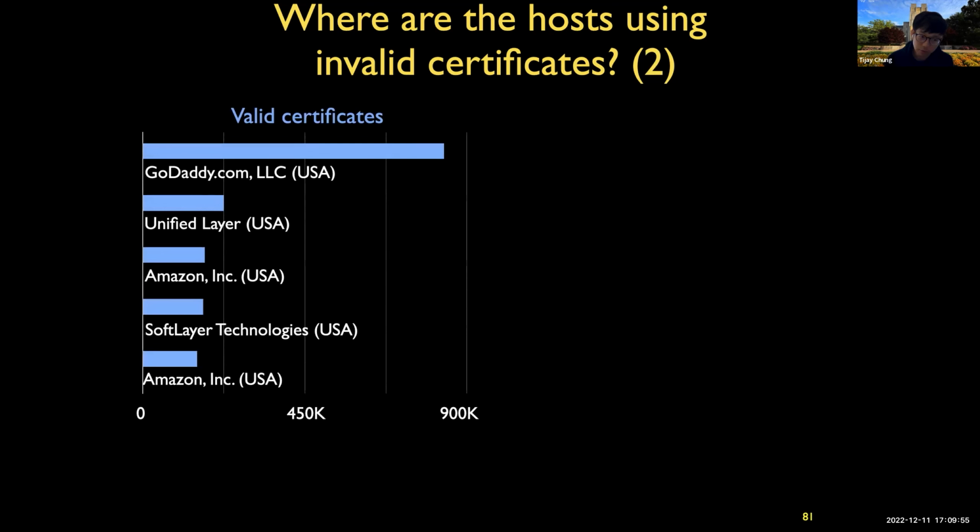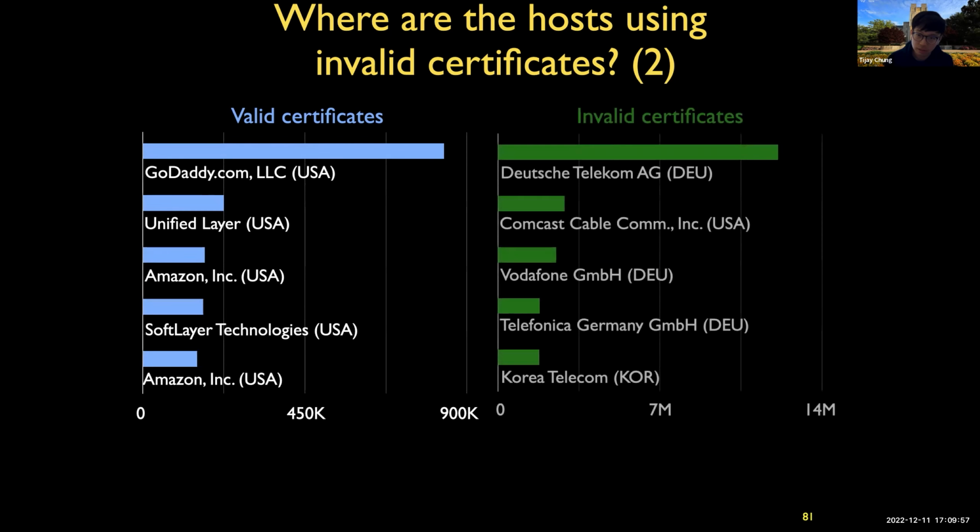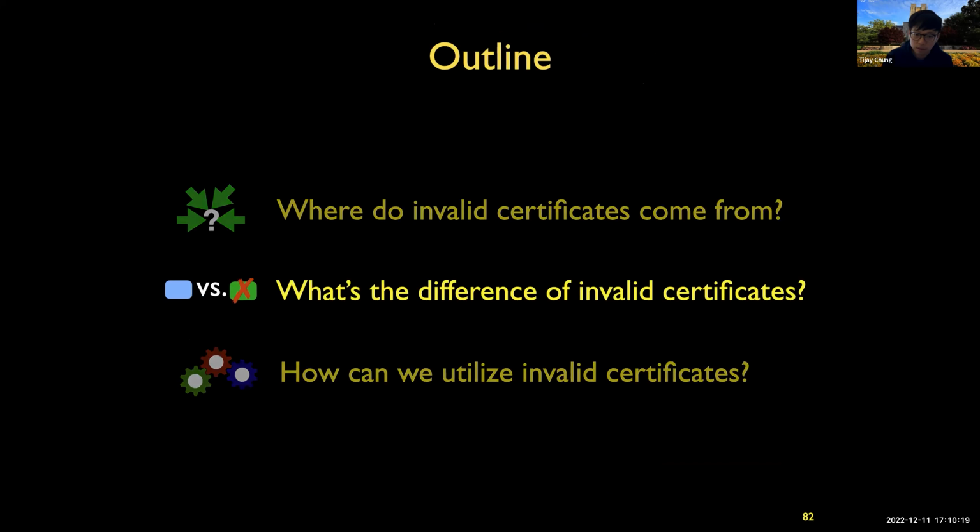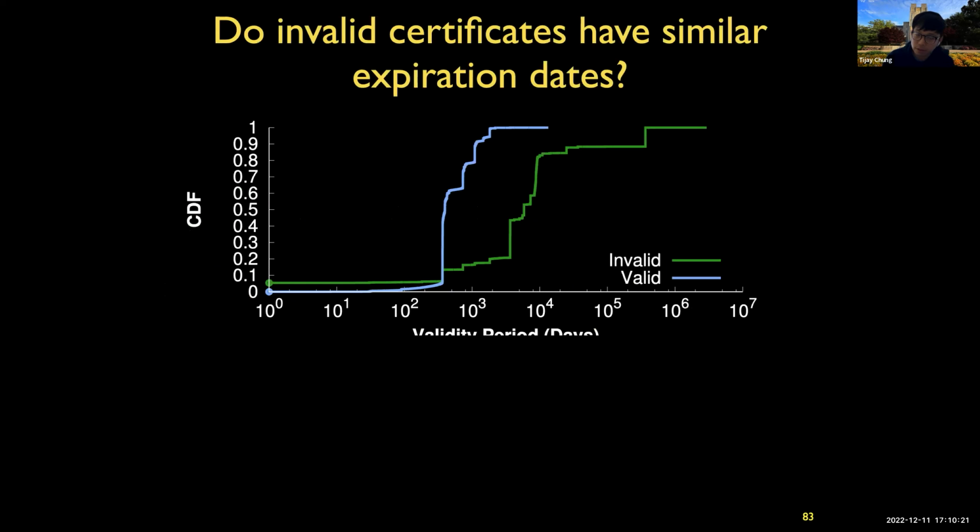And also, when you look at the IP addresses and their ISPs, invalid certificates are mainly from residential ISPs. Korea Telecom, KT. Telefonica Germany, a famous, popular German ISP, and Comcast, the largest ISP in the United States, and Deutsche Telekom in Germany. Okay. So then what are the differences?